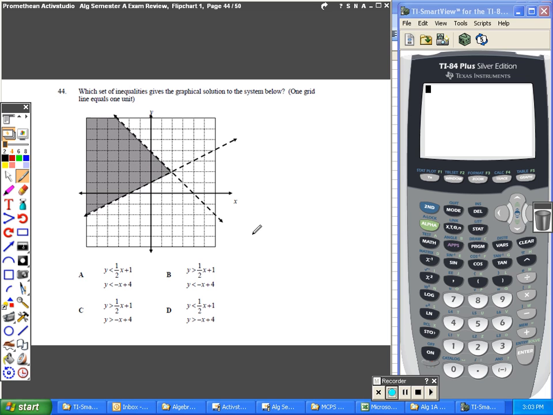Question number 44. Prepare yourself. I'm cheating this entire problem. This problem, you could graph each of these equations down here for A, B, C, and D. Instead of that, I'm going to recommend doing something completely different.